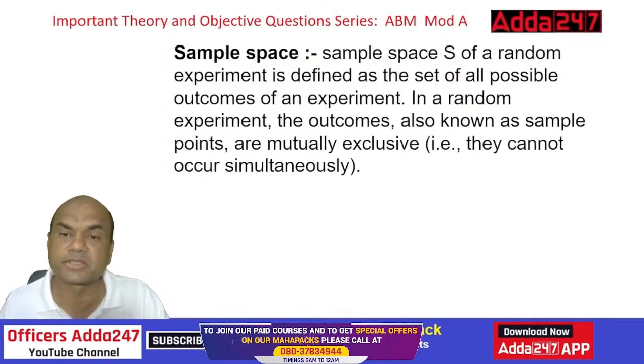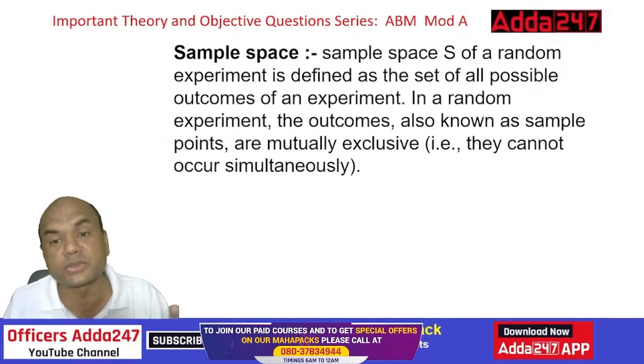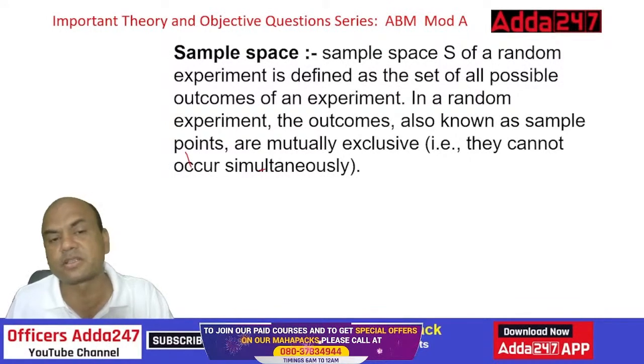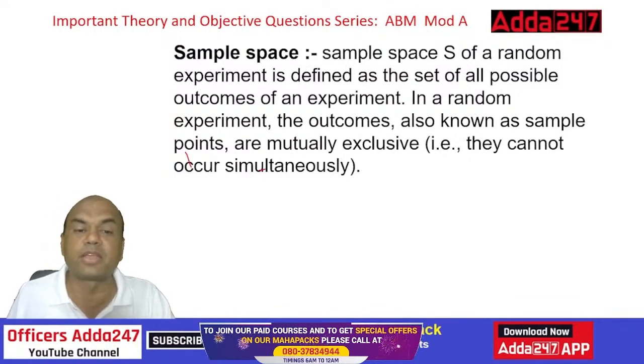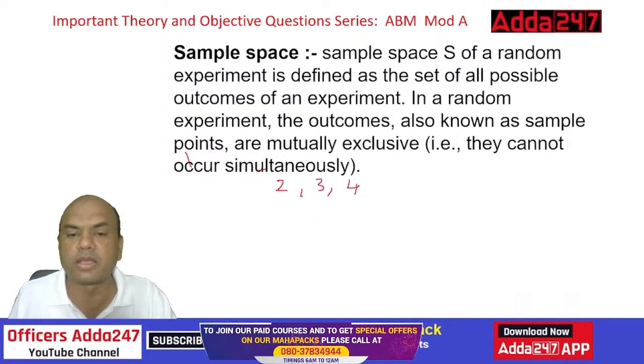What is a sample space? The sample space S of a random experiment is defined as the set of all possible outcomes of that experiment. So set of all possible outcomes means what? Suppose I ask you one simple question. Imagine I have four numbers: 2, 3, 4 and 5. These are the total numbers which I have.